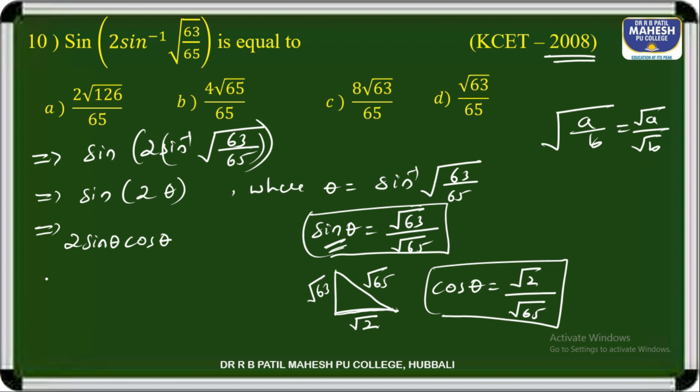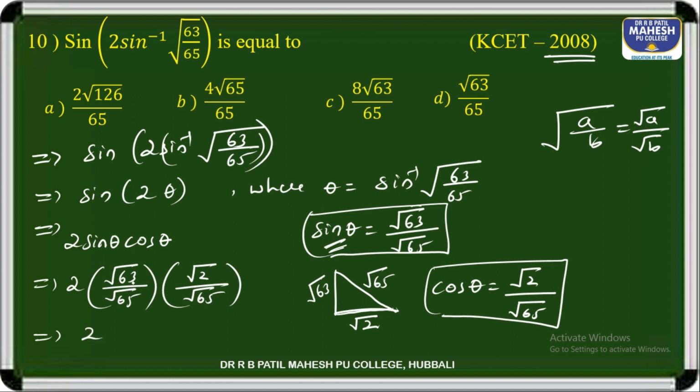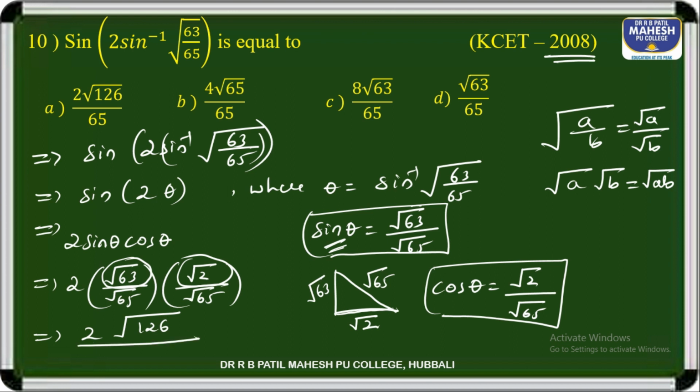Then come back to this expression: 2 into sine theta value root 63 upon root 65, then cos theta value root 2 divided by root 65. Carefully you have to simplify. 2 in the numerator, root 63 into root 2, using square root of A into square root of B is equal to square root of AB. 63 into 2, is it 126? Yes. Divided by root 65 into root 65.